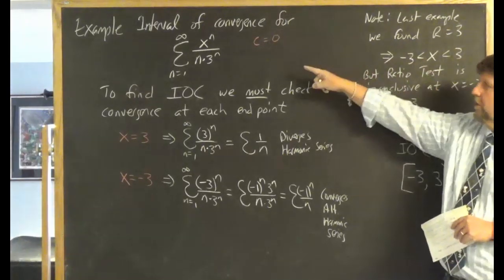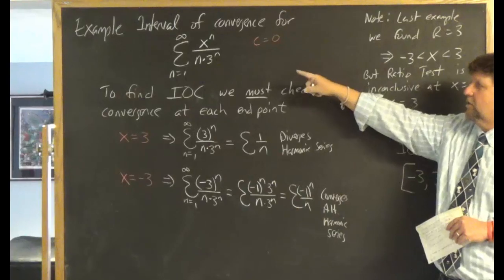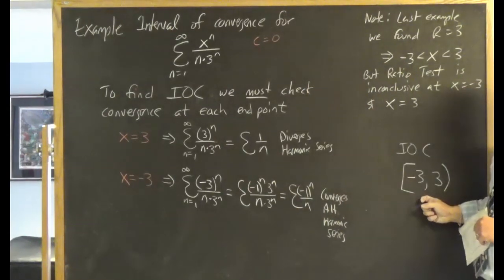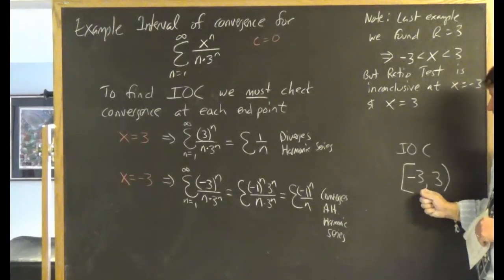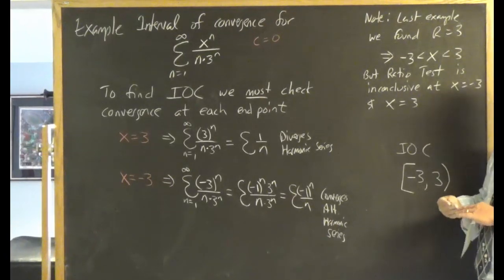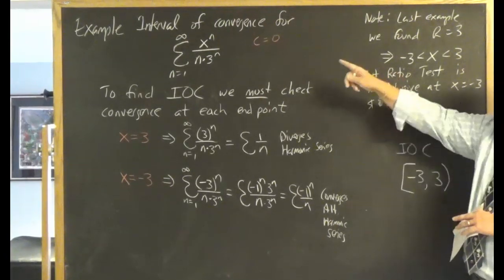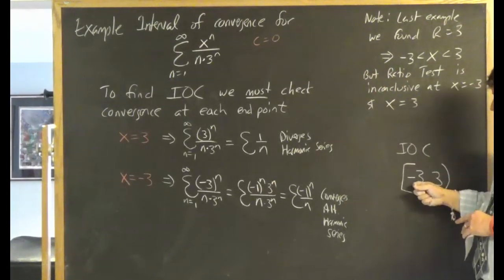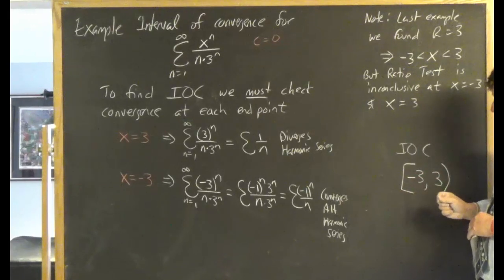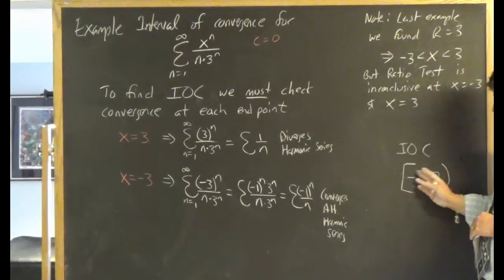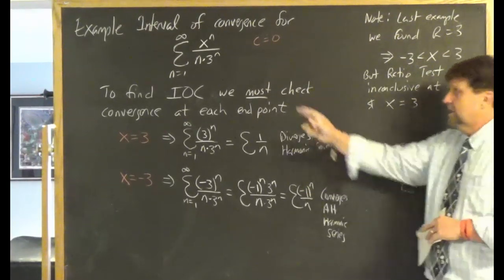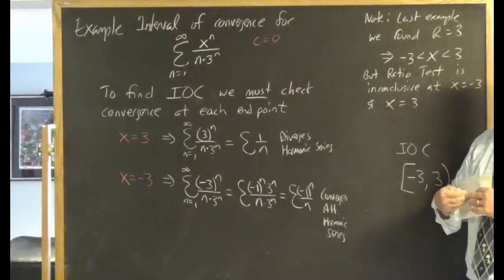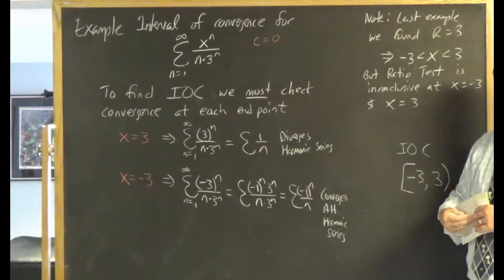So for the power series, x to the n over n times 3 to the n, this is the interval of convergence. This tells you all values of x for which that series converges. You pick any x, including negative 3, but don't include 3, any x in that interval, toss it in there for the x, you end up with a series of constants that converges.